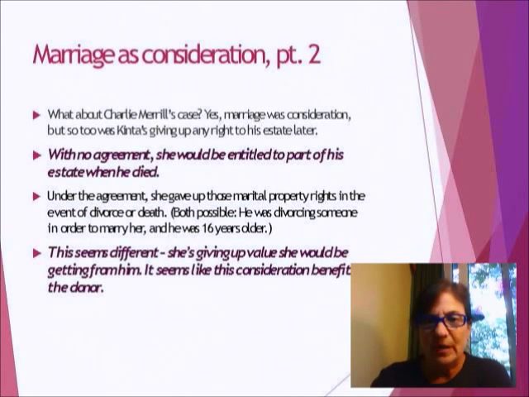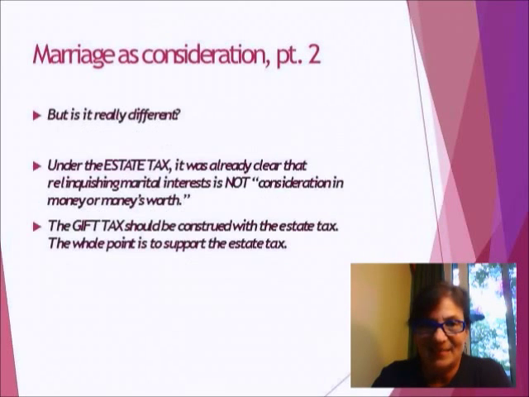Now, what about Charlie Merrill's case, right? Marriage was consideration, but he had a little bit more going here because she was also giving up part of his estate, and that had a dollar value. We could put a dollar value based on his age and how much we thought his estate might be. So maybe that's better. It seems different because she would have been getting something and now she's not. But is it really different?